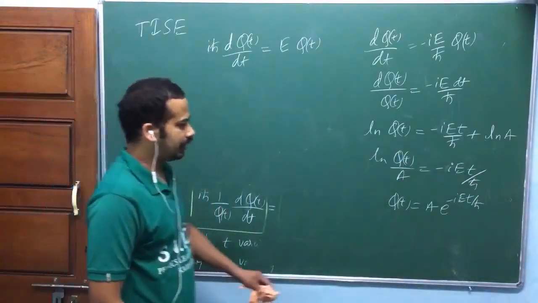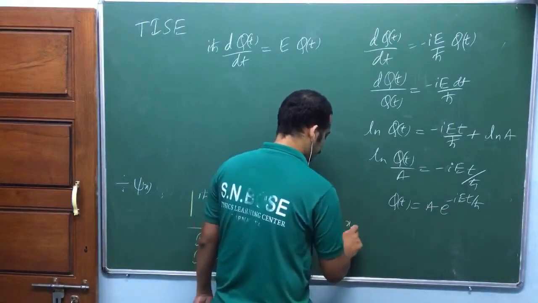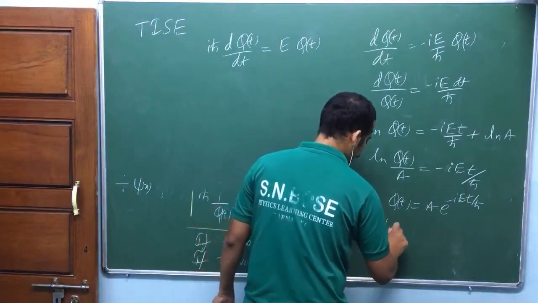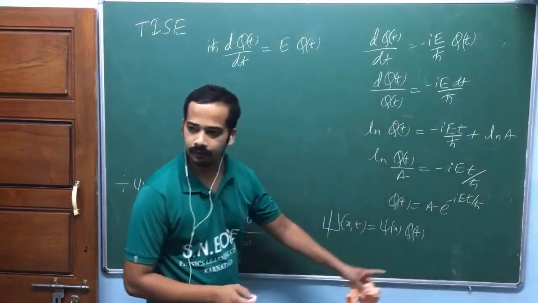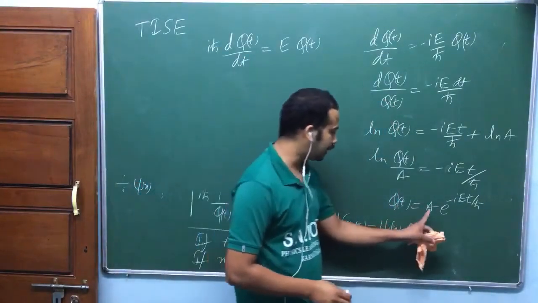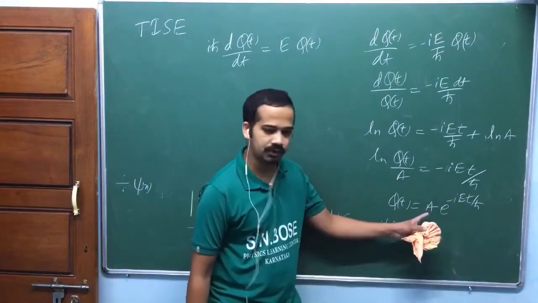I will not take A here, okay, because anyway your total wave function is a product of psi of x into phi of t, isn't it? Later we need to normalize the whole wave function. That's why I'll not take A here. I'll take the A along with the psi of x. Anyway, this is constant, am I right?